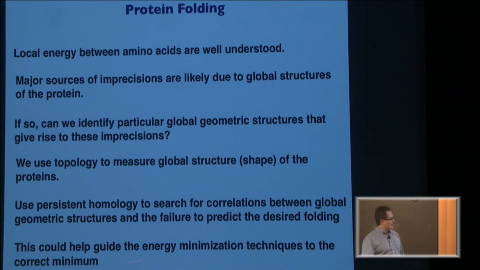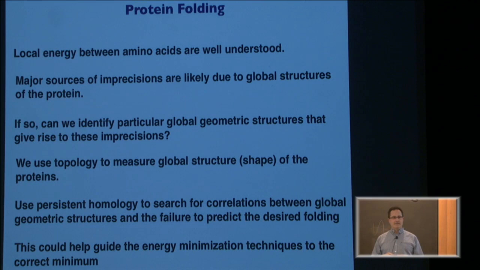But if things really work out, and we are able to find some global structures in the molecules that give rise to the errors, then this could help guide this minimization technique, right? You could possibly identify where the energy functions are making errors. And when you're doing your minimization, you could add this to the software package and say, no, here you make errors, so you can try to correct it in some way, right? So that's the hope, that's the goal of this project.